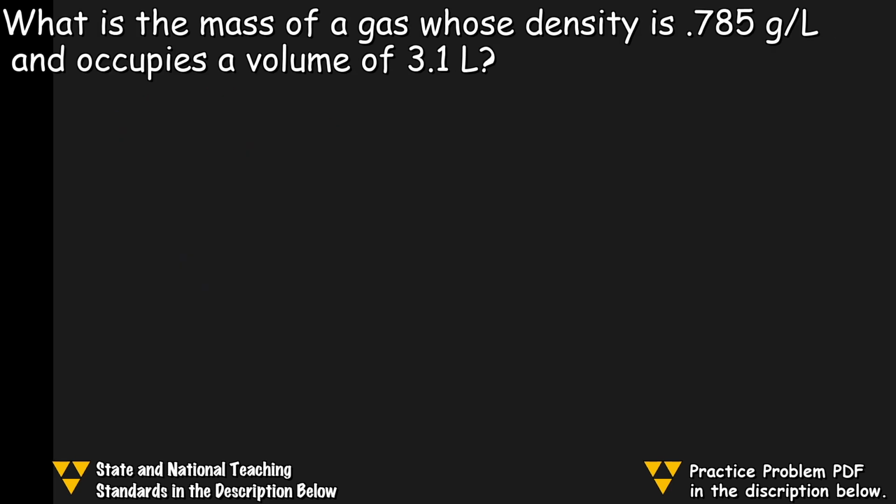Here's question 2. The mass of a gas whose density is 0.785 grams per liter occupies a volume of 3.1 liters. So what is the mass of this? What we understand here is the density equals mass divided by volume. If we want to rearrange that equation so that we get mass, mass equals density times volume. When we look at this, we have our density in grams per liter and we have our volume in liters. With a gas, it needs to be grams per liter, so we're in appropriate units. All we have to do is plug everything in.